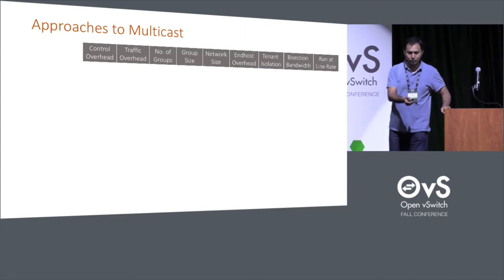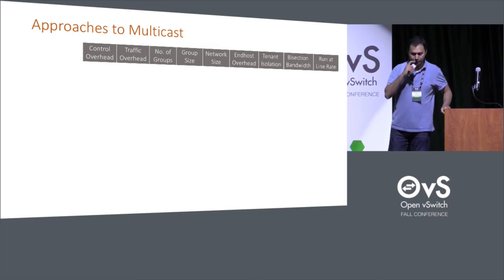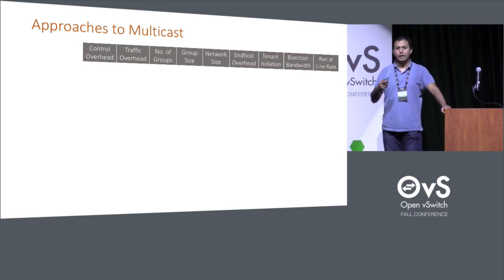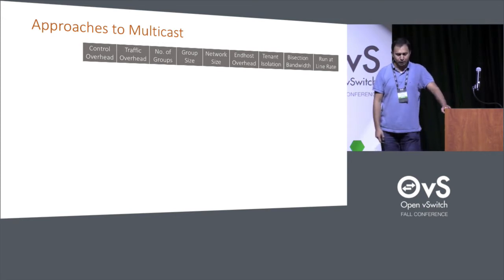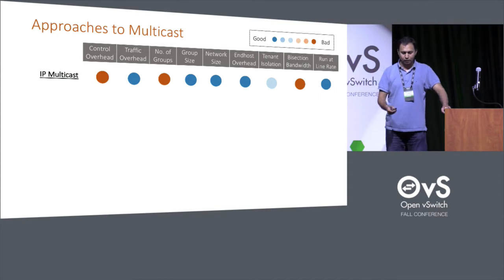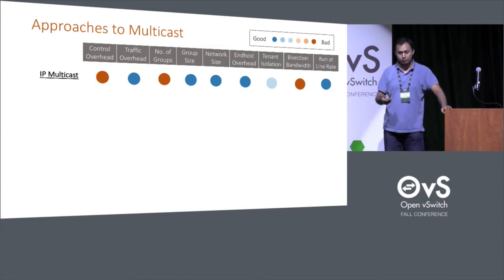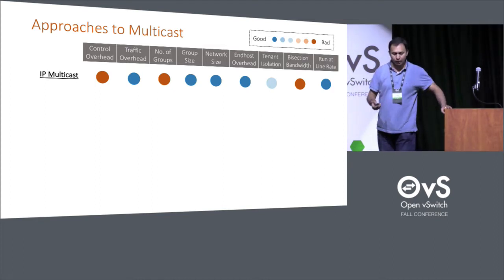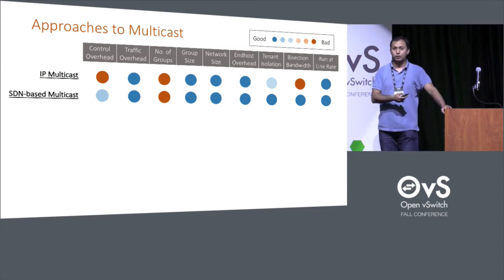Control overhead is one thing, along with tenant isolation, bisection bandwidth, and the ability to run at line rate. You need a bunch of these properties in any multicast implementation to be able to deploy it in a cloud setup. For example, IP multicast faces a lot of control plane issues in terms of scaling under membership churn. It's limited in the number of groups you can support, and it cannot fully utilize the bisection bandwidth in multi-tenant data centers. SDN-based multicast solutions help alleviate some of the control plane issues, but are still limited in the number of groups that you can support.